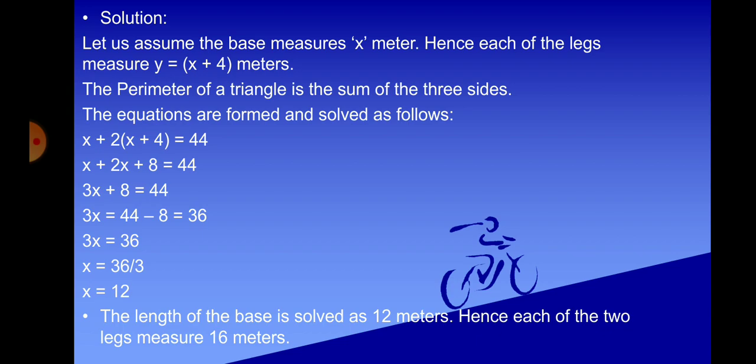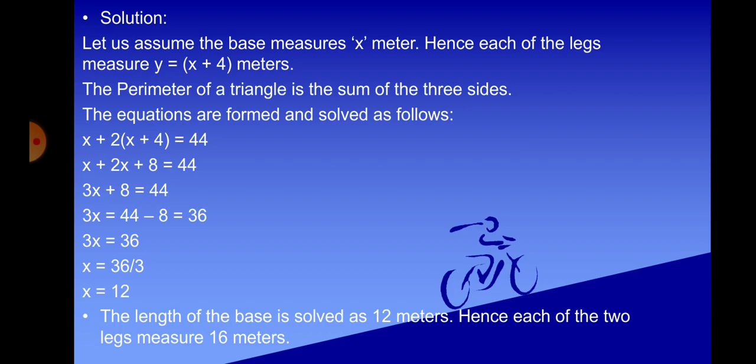So the perimeter of a triangle is the sum of the three sides. The equation is formed and solved as follows. x plus x plus 4 plus x plus 4 equals 44. So 3x plus 8 equals 44.